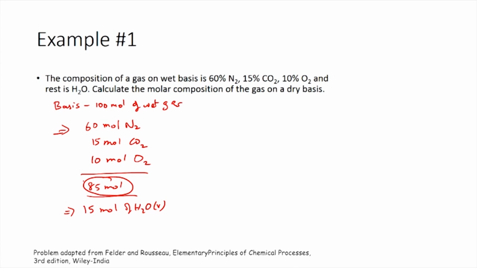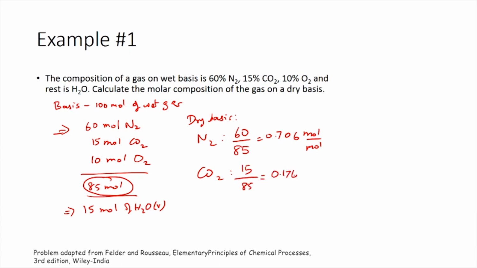So, using this we can calculate the dry basis compositions as, for nitrogen it would be 60 divided by 85, which is 0.706 moles per mole, and you have carbon dioxide as 15 divided by 85, which is equal to 0.176 moles per mole, and oxygen would be 10 by 85, giving you 0.118 moles per mole.